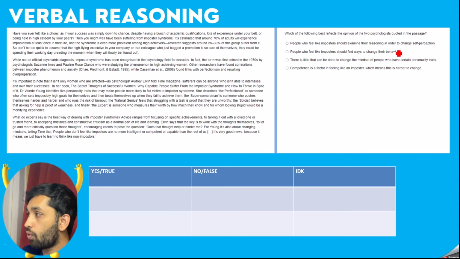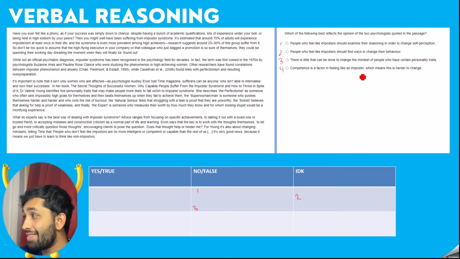Well, you would go through it one by one. You'll be like, people who feel like imposters should examine their reasoning in order to change self-perception. If you think that was false, you'd put a 1 here, right? And then we read the next one. People who feel like imposters should find ways to change their behavior. If you feel like that does kind of answer the question, but you're not entirely sure, you can put 2 here. Now, the reason why I'm putting 1 and 2 is because that's the number order of the statements. And then you can go into the next one. There's little that can be done to change the mindset of people who have certain personality traits. Well, for this one, I guess it might be a no.